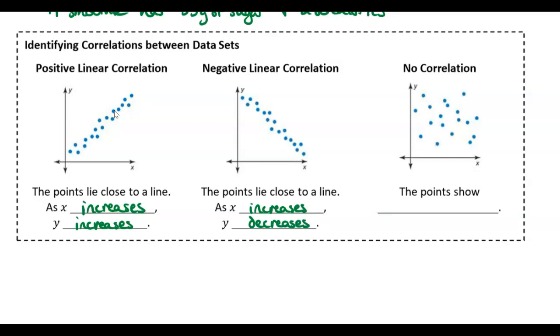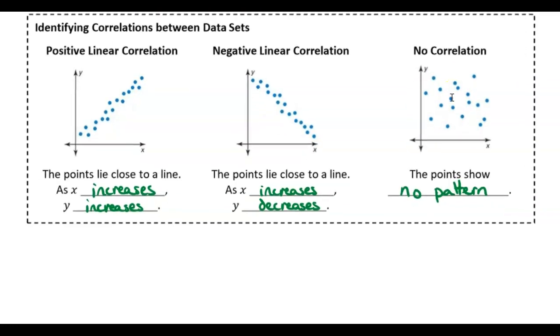This one has no correlation because the points show no pattern. Like if you look at them, they do not make any type of a pattern, any type of a line. They're just a very random scatter plot. And so that's why they have no correlation, is because they show no pattern.